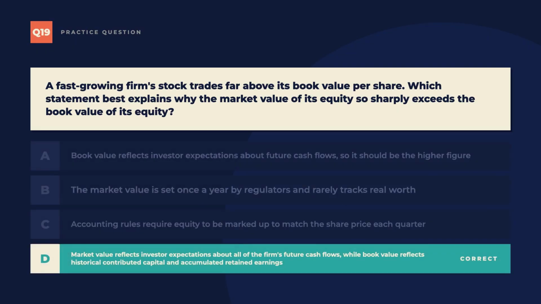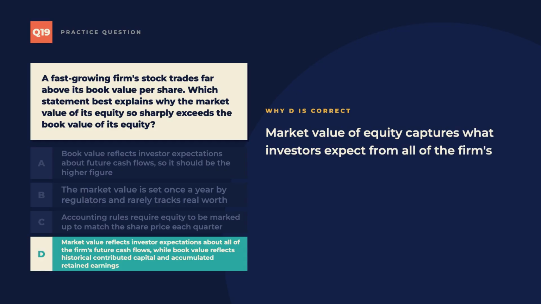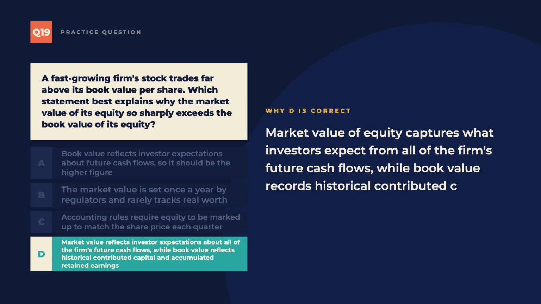The correct answer is D. Market value reflects investor expectations about all of the firm's future cash flows, while book value reflects historical contributed capital and accumulated retained earnings. D is correct because market value of equity captures what investors expect from all of the firm's future cash flows, while book value records historical contributed capital and retained earnings built up slowly over time. For a fast-growing firm, the future prospects dwarf the accumulated history, so market value runs far above book.